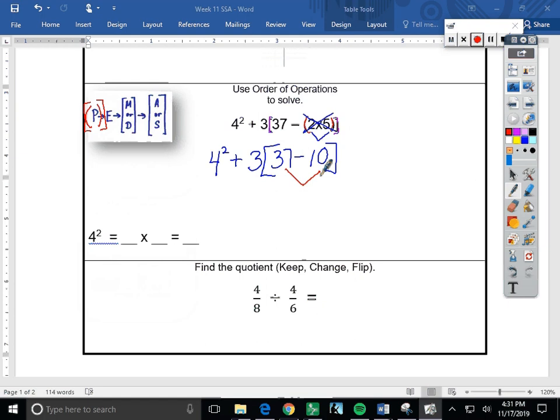37 take away 10. Well, I can kind of picture that in my head. The 3's in the 10's place along with the 1. 3 10s take away 1 10 gets me 2 10s. And the 7 never changed. I didn't take anything from it. I should get 27 there.